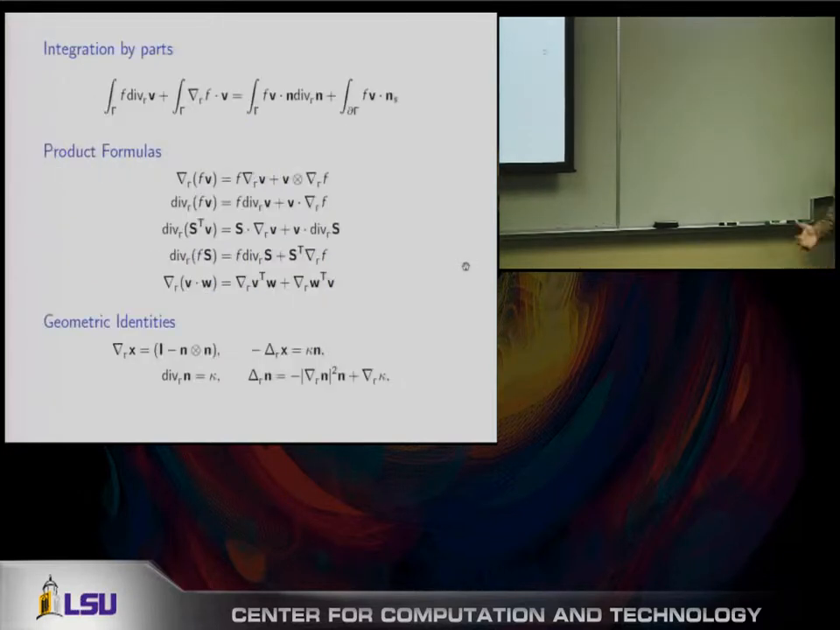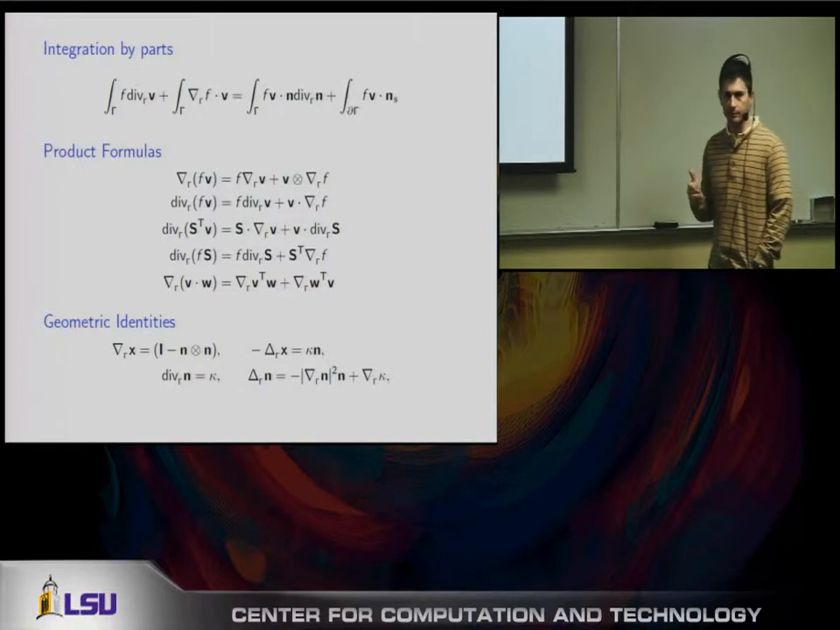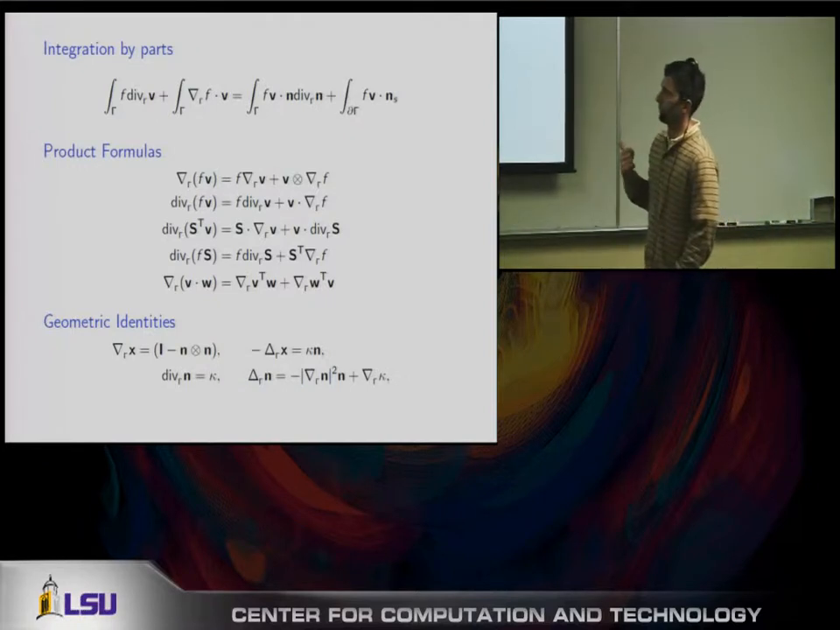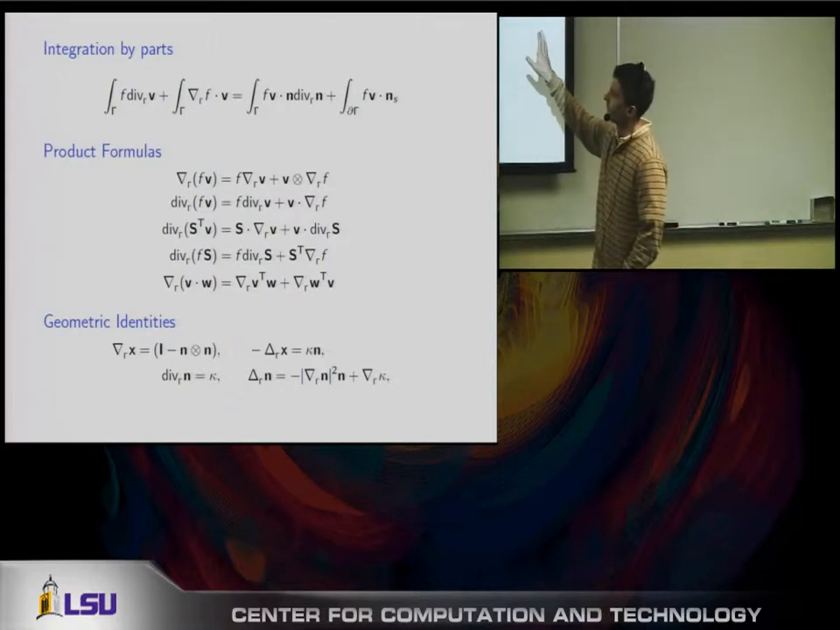And it can be equipped with many different tools to do calculus. The first one is integration by parts. You can do integration by parts on surfaces. This is very important if you want to do finite element method, you want to find a weak formulation for your problem. And even though it looks a little bit different, it's quite similar to the integration by parts that you see in Euclidean space.